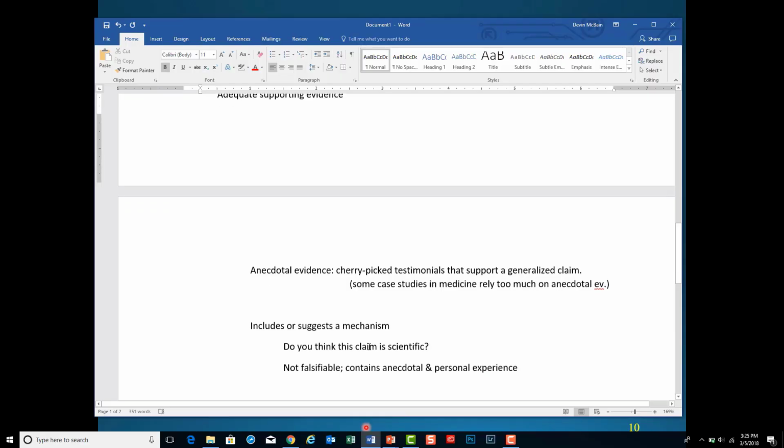Okay. So we've talked a lot about what science can do. We've talked a lot about the criteria needed for things to be truly scientific and not pseudoscientific. But let's talk about what science cannot do.